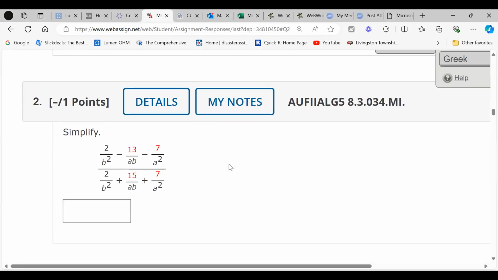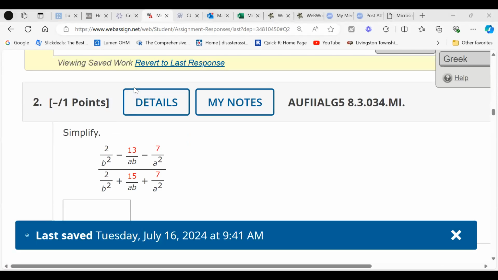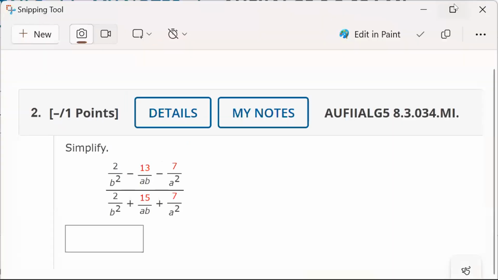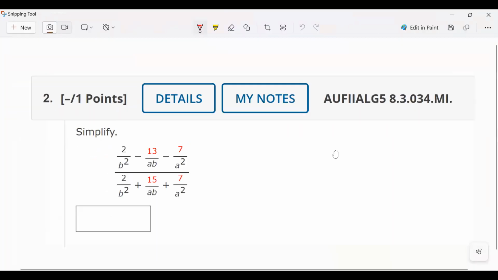And yeah, let's get to the second question. Give it a shot. Find the LCD on the top and bottom, and multiply every single term by the LCD. Simplify.